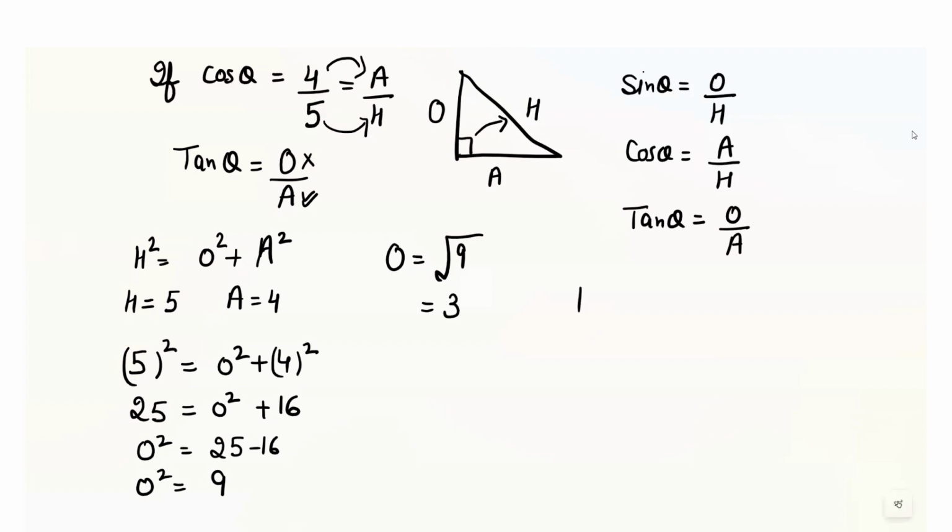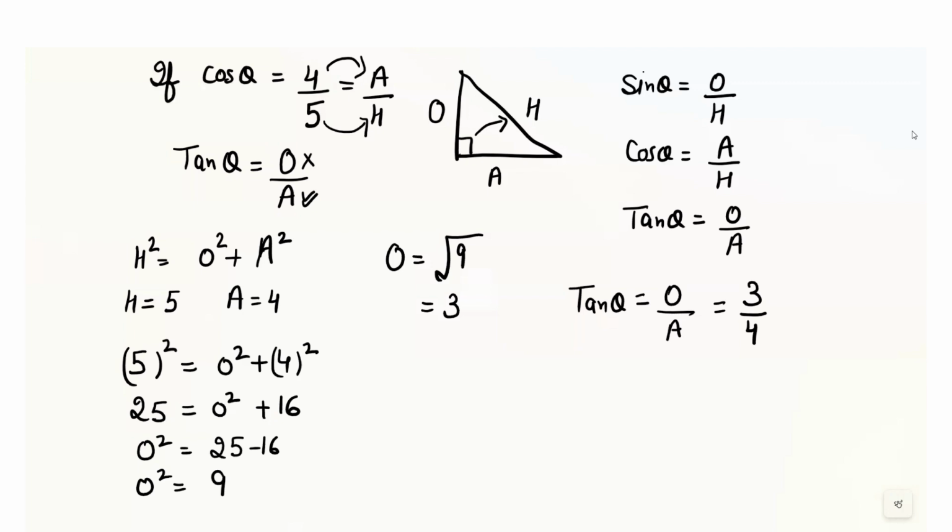Now what it means, the value for tan theta is equal to O over A, where the value of O is 3 and the value of A is 4. So the final answer for this is 3 over 4.